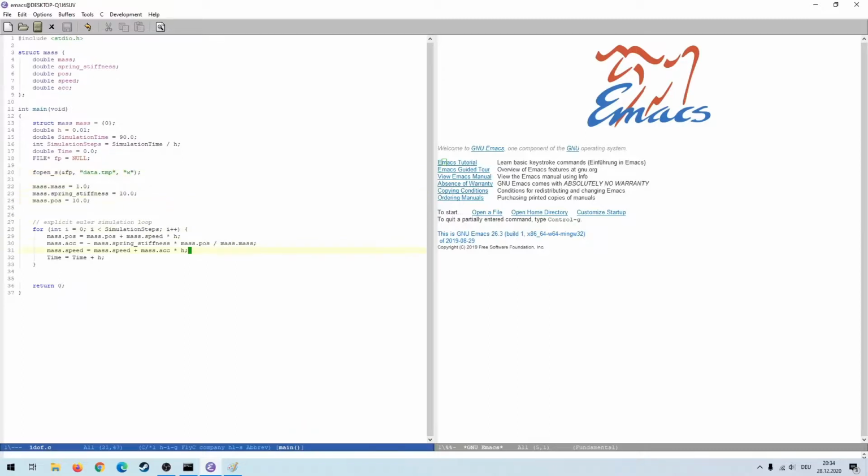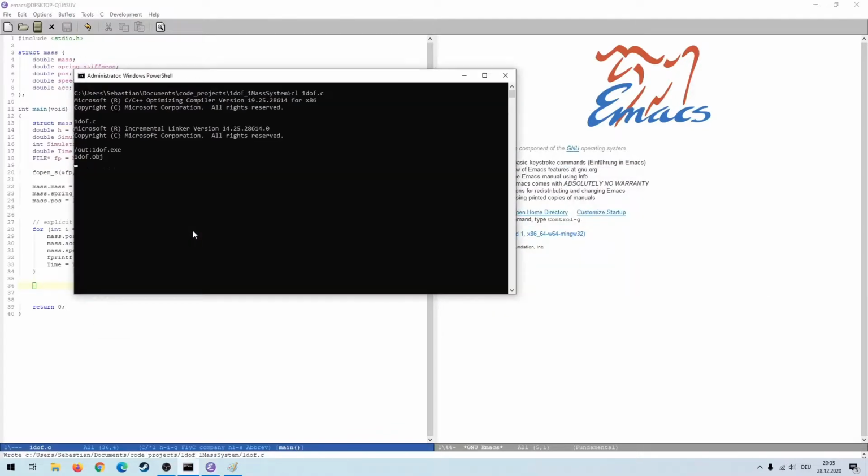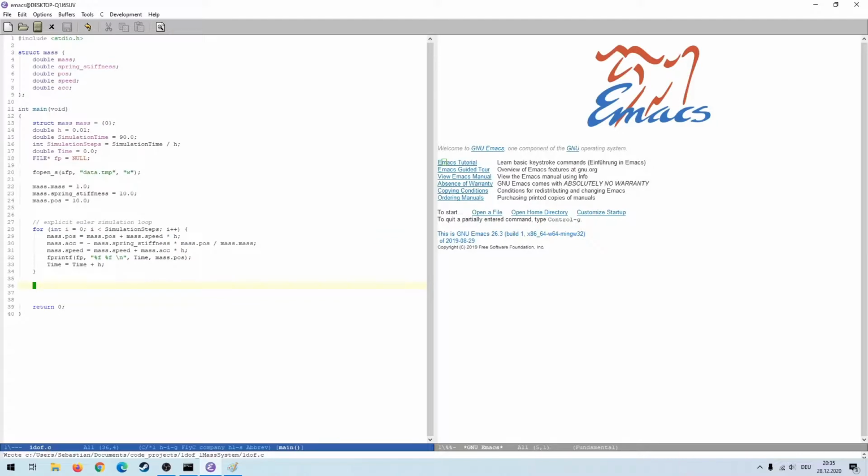So now that we have a file open, we can write to the file by using fprintf. And we want to write two doubles, and one of them is the time, because we want to have a look at the position over time, and the other one is of course the position. So that's basically everything that we need. Let's have a quick look if it actually compiles. There we go, compiled fine.